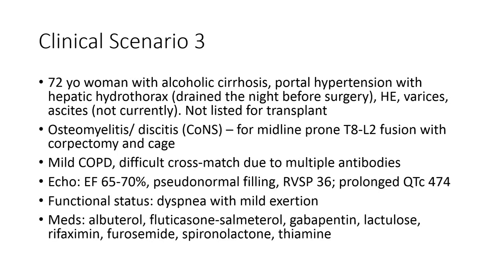She needs a large procedure, basically a big spine surgical procedure. She does have mild COPD. She is also difficult to cross-match. Echo, I mentioned it here, EF is 65 to 70% pseudonormal, feeling RVSP relatively high, and prolonged QT. All of that is consistent that she may have underlying cirrhotic cardiomyopathy, right? Functional status, she gets dyspneic, and those are her medications.